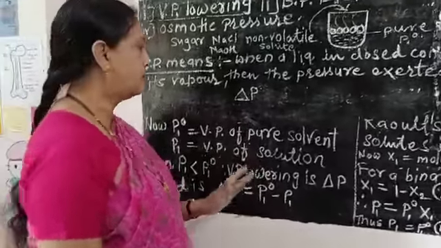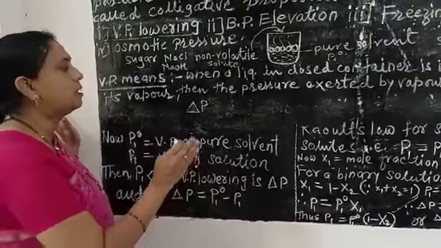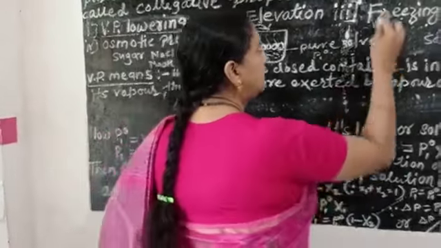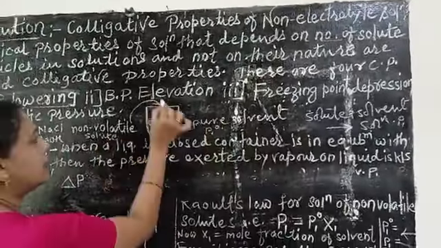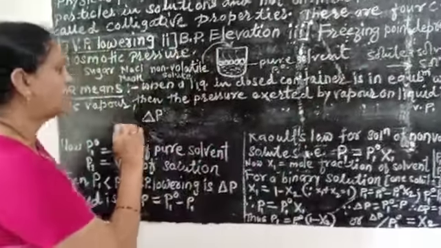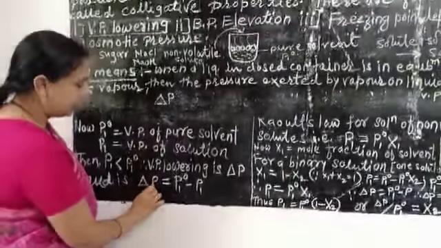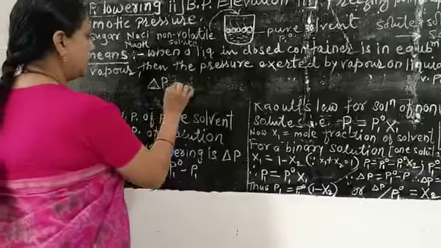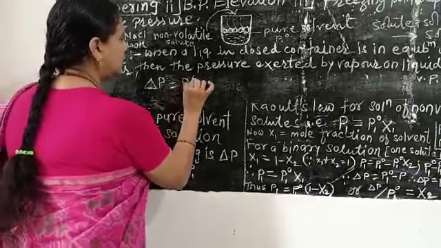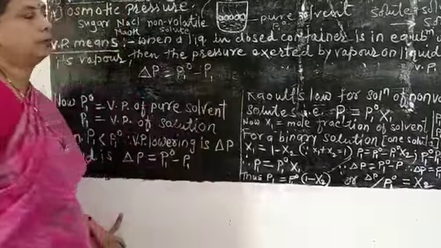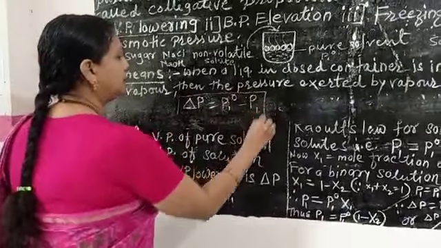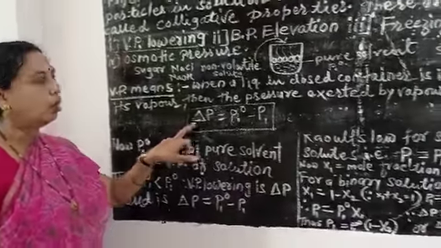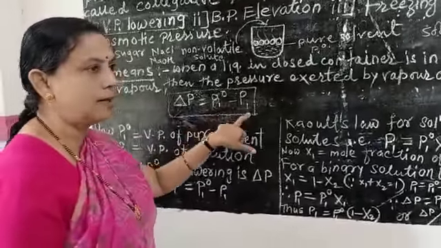The change is always such that the vapor pressure is going to lower when non-volatile solute is added to pure volatile solvent, and therefore the change is given by the vapor pressure lowering, that is delta P is equal to P10 minus P1. Okay, and this is one expression. What is this? Delta P, lowering in vapor pressure. Lowering in vapor pressure is equal to P10 minus P1.